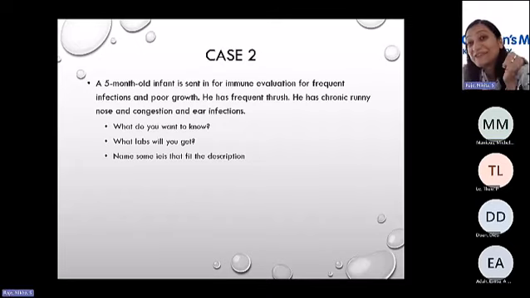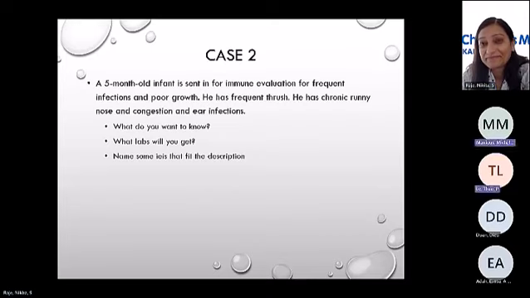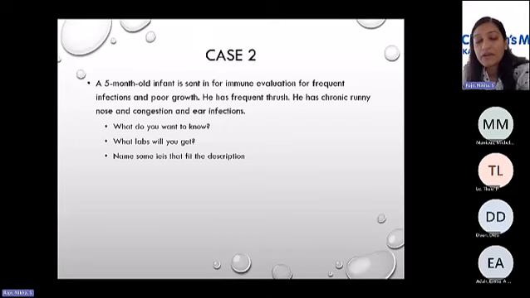Good question. So what labs would you like to get? So you're on the right track, right? So what labs would you like to get? So like a CBC, flow cytometry. Good. All right. So has low T cells, has low platelet count. So name an IEI that fits the description.